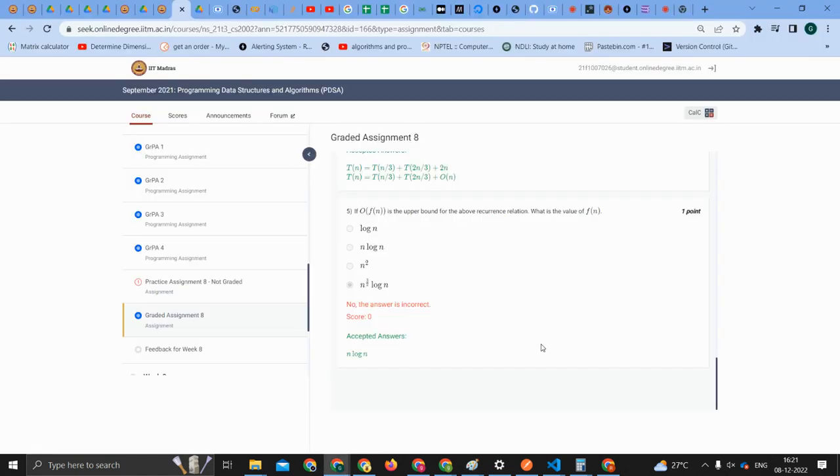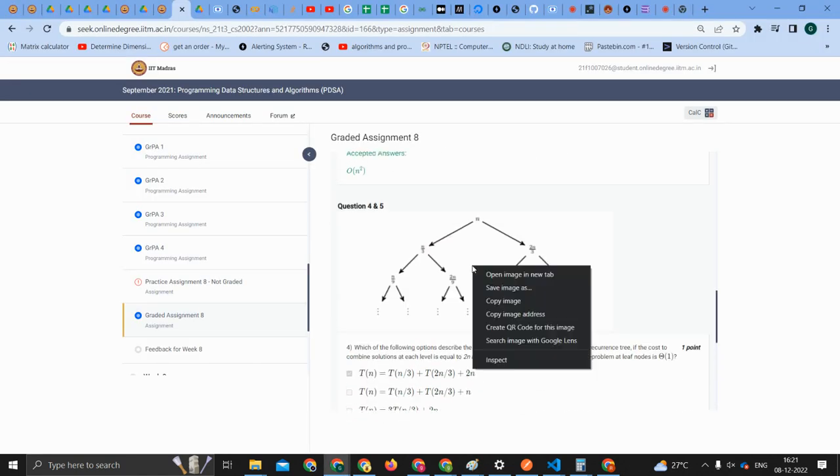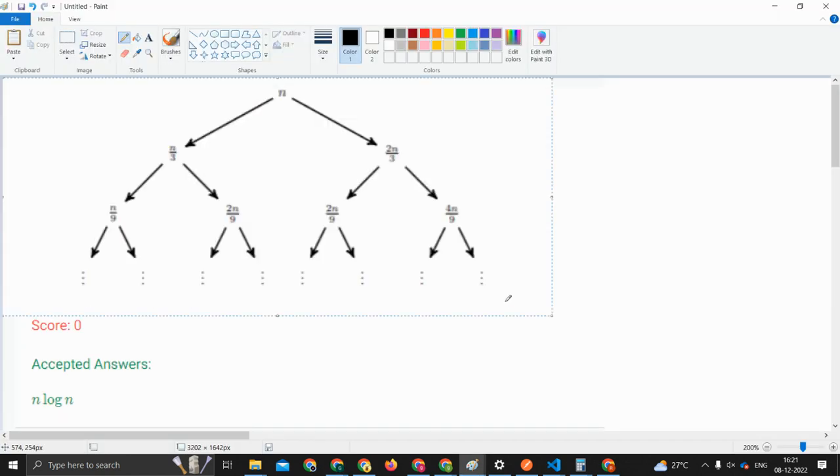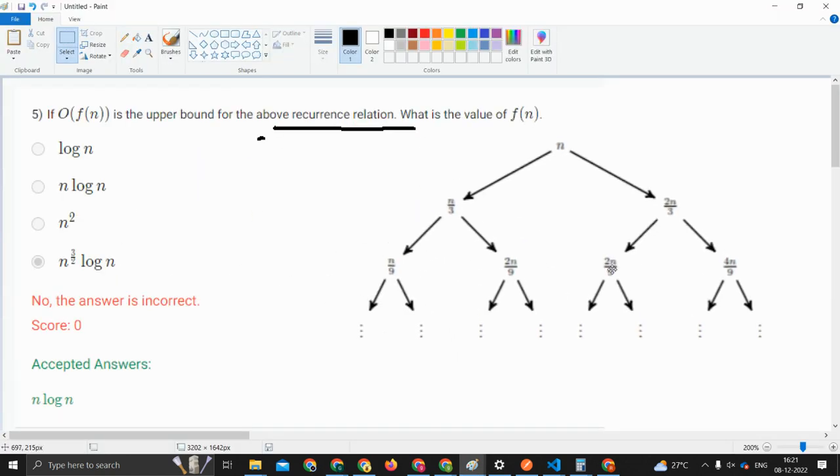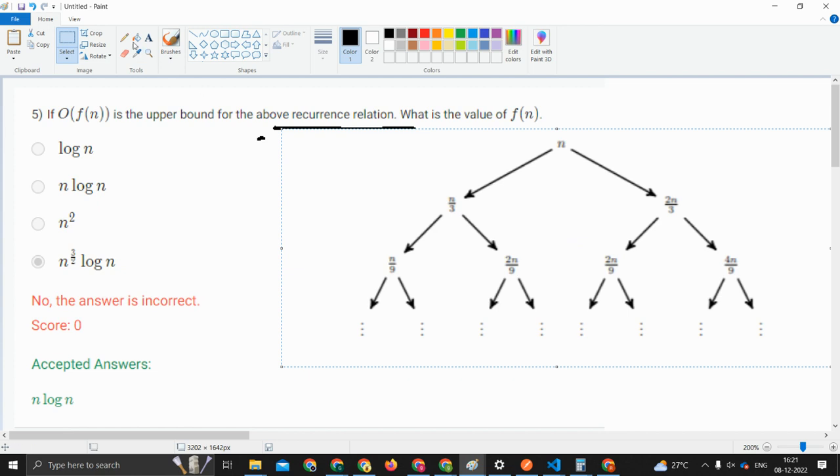If above order of recurrence relation. Okay, they are talking about the same recurrence relation. So, what is going to be the time complexity? Easy. See, this is equal, so if it is equal, then it's going to be n log n. Very good.